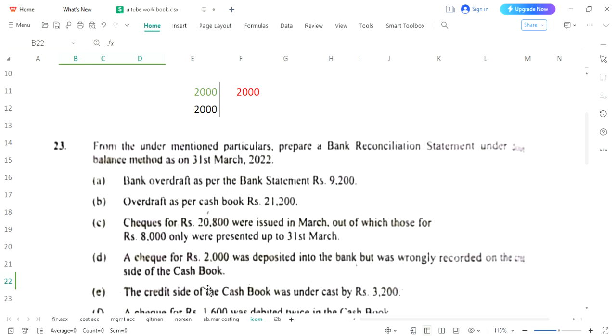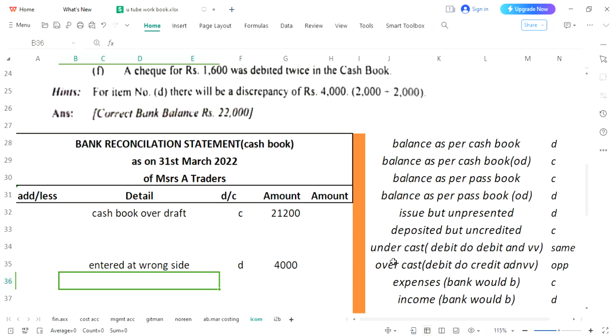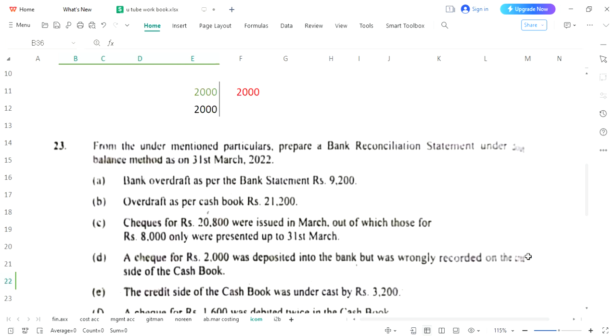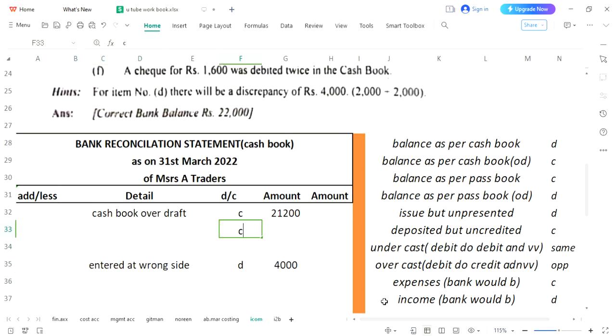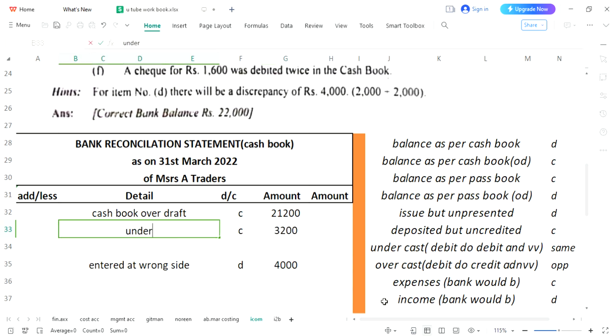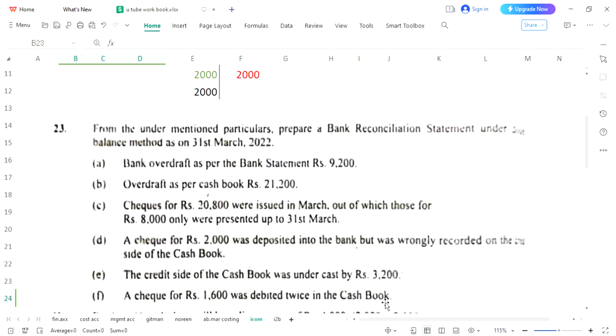Alright, now we have completed D entry, E entry: credit side, cash book, undercast. The rule we do know, we have already written. When it is undercast, debit to debit and credit to credit. Here we have credit side undercast and we will do it credit. And since it is cash book, we will go to the cash book. Credit 3200. So here you will write credit and 3200 and this is undercast. Alright, that E entry has been completed.